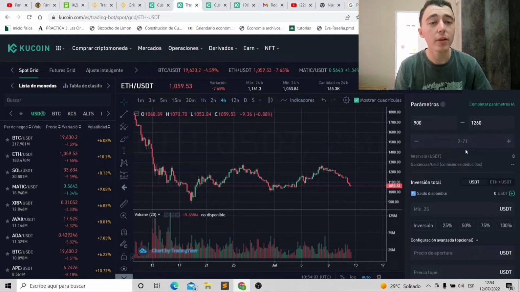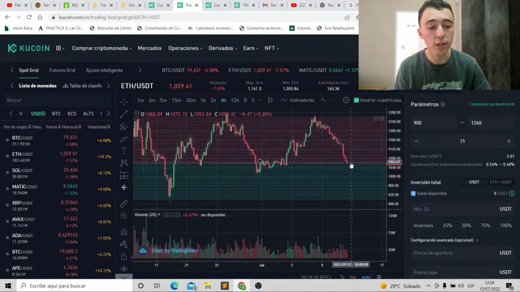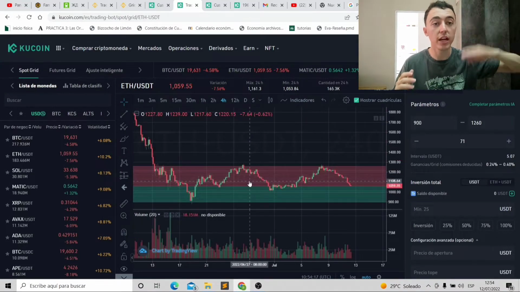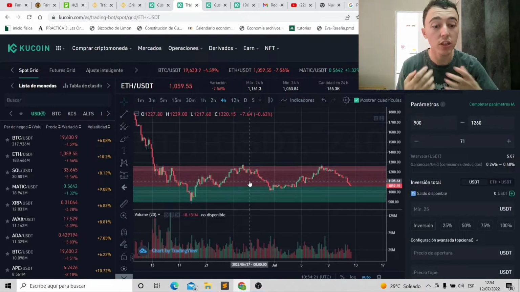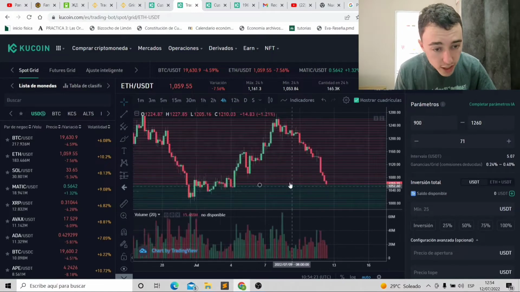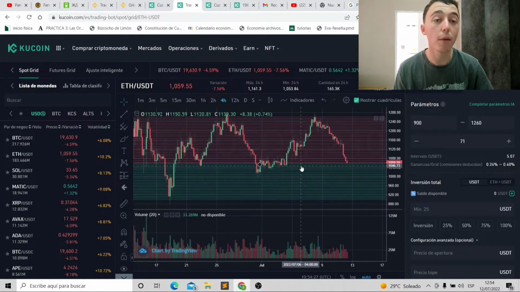And then we will put how many grids we want to buy and sell. Let's put 71 so you see an example. Basically, what we are doing here is every time the price from where we are now goes down, we're going to buy, and when it goes up, we are going to sell. So we have a range, and as long as Ethereum keeps moving sideways, we are going to be buying low and selling high. Okay, this is what this bot does automatically. You can see all the lines we have is an order to sell and to buy. The more you have, the more capital you're going to need.